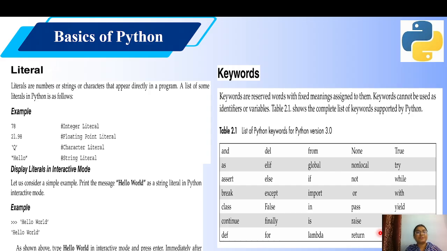Literals are numbers or strings or characters that appear directly in your program. It is the fixed value written in the code. In other words, you can say, so these are some of the examples.